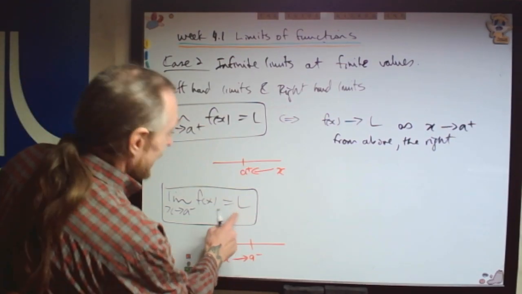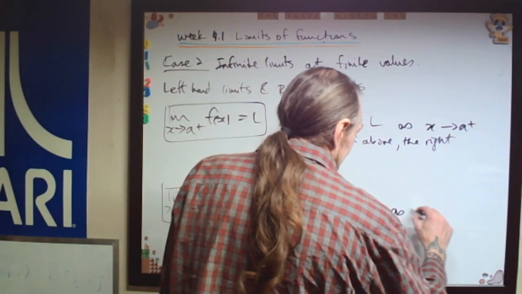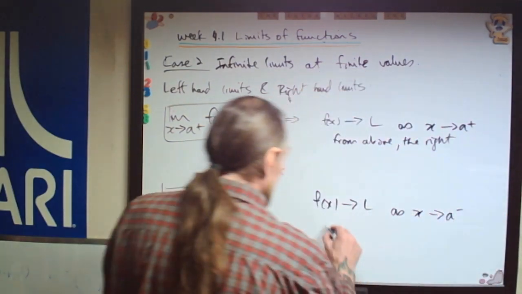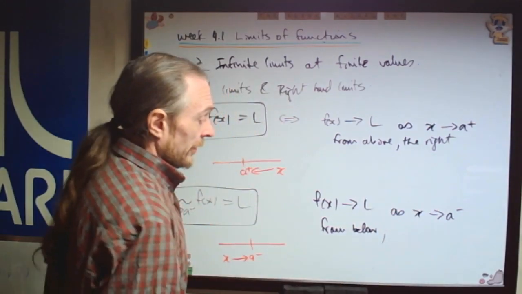So this one is saying that f of x is still approaching that value, but now it's as x approaches a from below. So from below, I'll say, or from the left.